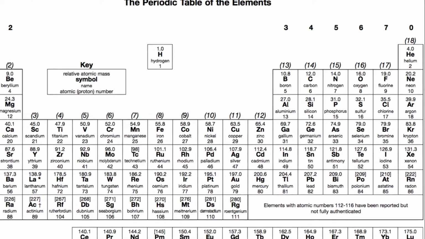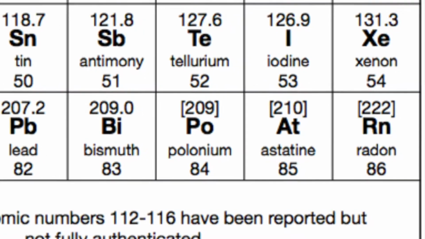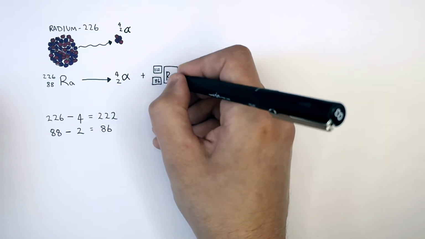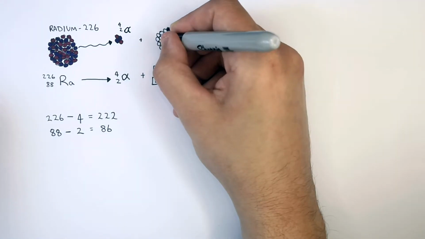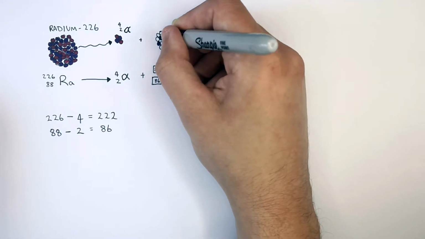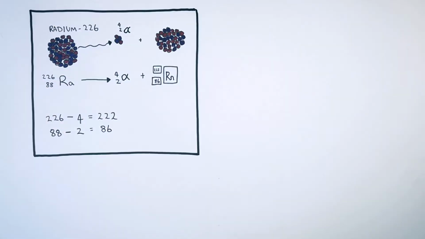So you would now look for the element with the atomic number 86 on the periodic table. And as you can see here, it is radon. So the radioactive isotope radium-226 will undergo alpha decay, and when it does, it will form a new element, radon, which is more stable than radium.